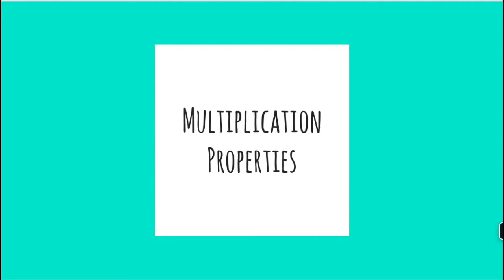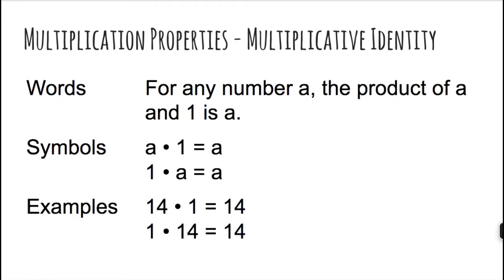Now let's move on to our multiplication properties. We have 3 multiplication properties, starting with the multiplicative identity. That identity word comes back. That means we're going to multiply by some number to get the same number back. For any number, the product of the number and 1 is always going to be that number. So 1 is your multiplicative identity. Any number times 1 is going to be itself. Our example here is that 14 times 1 is 14.